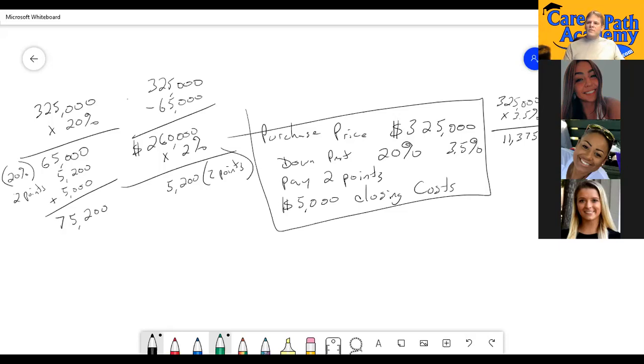All right, so now, as you can see, 11,375 is 3.5%. A lot less than 65,000, right? That you need. And then the points are going to be a little bit more, though. It's going to be 6,272.50 for the points. And then you still got 5,000 in closing costs. So you add these three up.